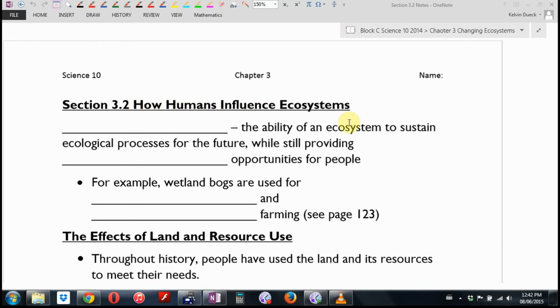What do you think? Do we do a good job or a bad job? Pretty bad job. Okay. Pretty bad job. So, the ability of an ecosystem to sustain ecological processes for the future, we call this sustainability.